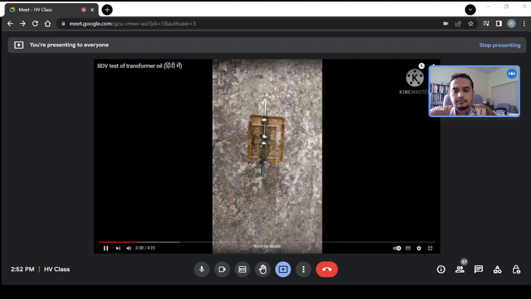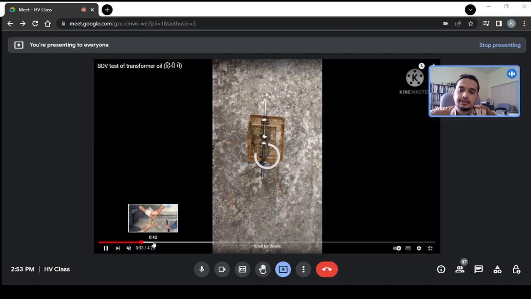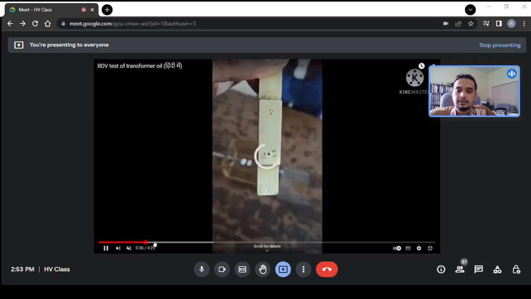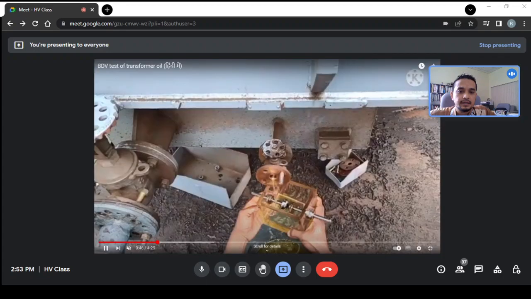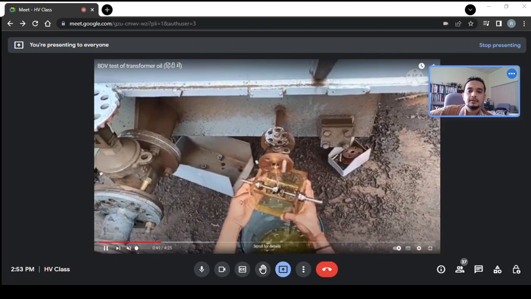This group of researchers, just to explain to you, is going to conduct a test on the transformer oil. What they do is set the electrode at certain values. This is how they take the transformer oil to test it.